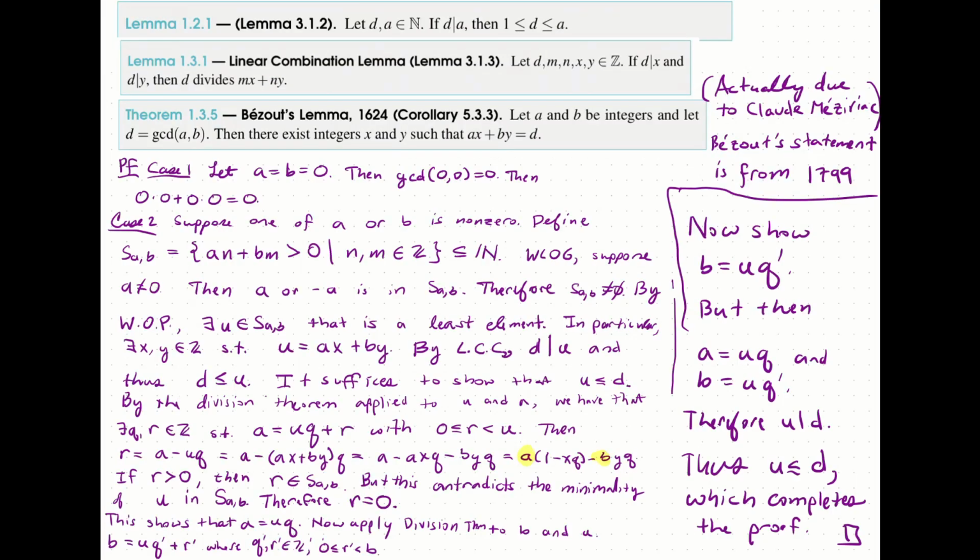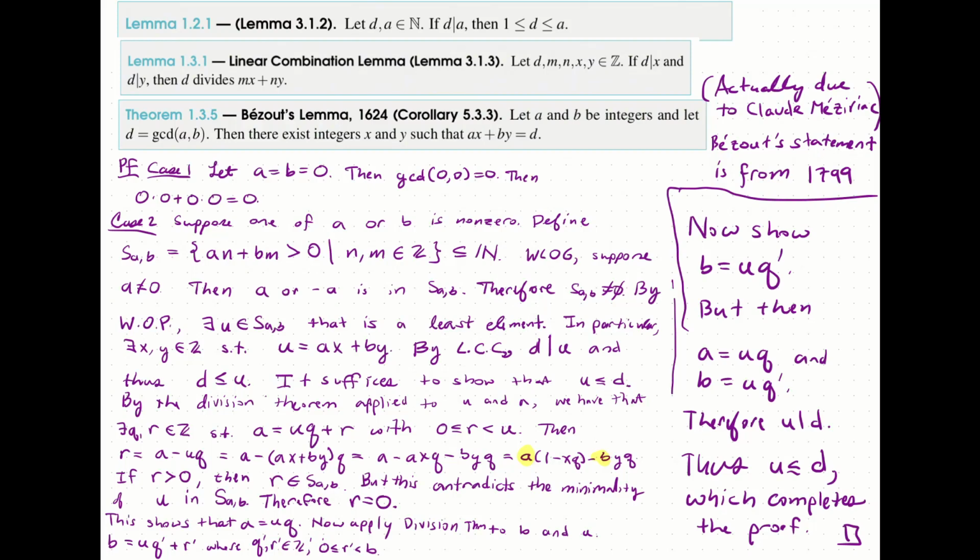So here's the proof. In our case, for the Gaussian integers, we are considering the case where both a and b are not identically zero, so we're in the setting of case 2, where one of a or b is non-zero. And so the way the proof went was by constructing this set S of a comma b, where we're looking at all the linear combinations of an plus bm, which had the property that they were greater than 0. This was a subset of the naturals, and we went through our argument via the well ordering principle. We are going to do the same exact argument.